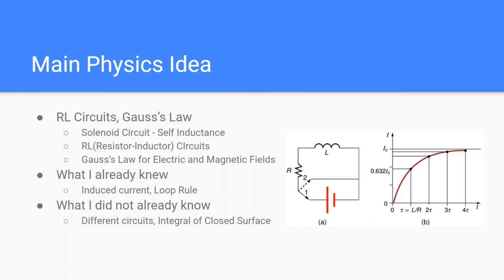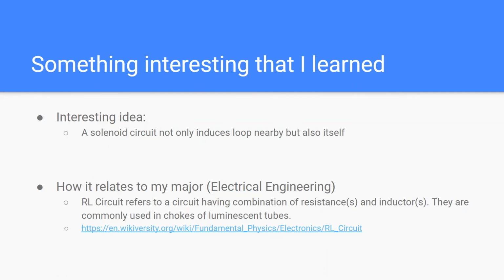On the right, figure A shows an example of the resistor-inductor circuit, and on B, as you can see, it shows the time graph as t increases with I, and this shows that when t goes to L over R, there is a significant change in current. Something interesting that I learned was that the solenoid circuit not only induces the loop nearby, but also itself.